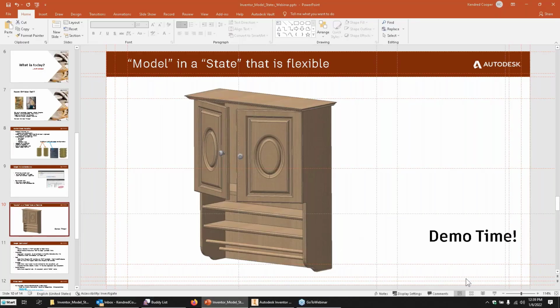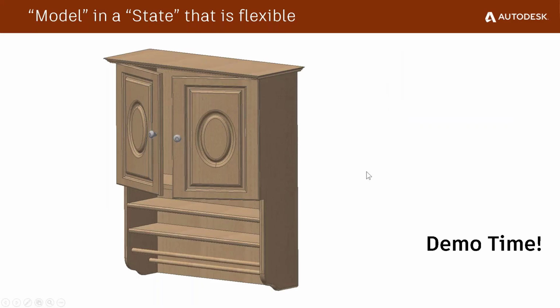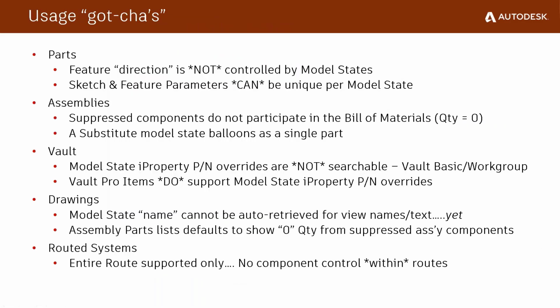Let's get into some gotchas and do's and don'ts. So the gotchas with the piece parts. As I mentioned, feature direction is not controlled by a model state.